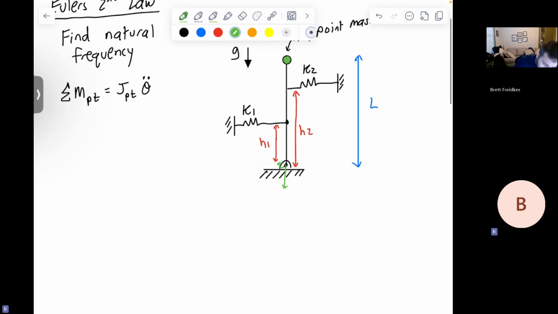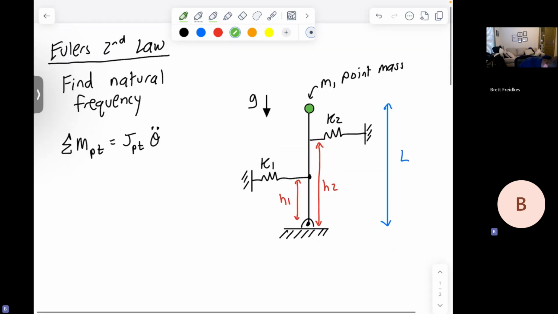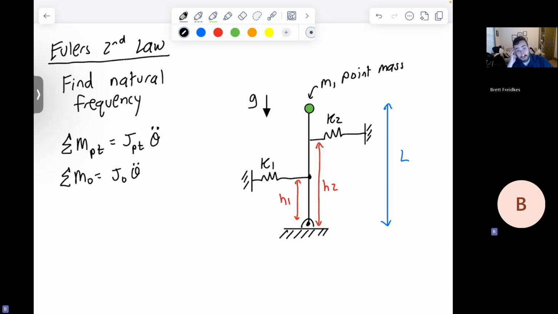So we want to pick that point. So we'll sum the moments about point O. And our responsibility now is to find what those moments are, find what the mass moment of inertia is relative to point O, and then we will be able to derive our differential equation. And from that differential equation, we can find the natural frequency.